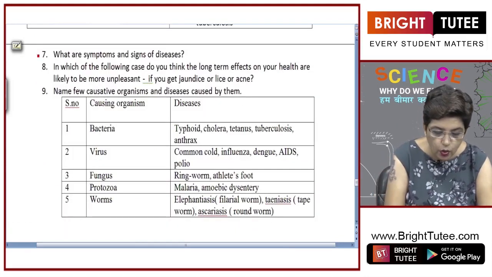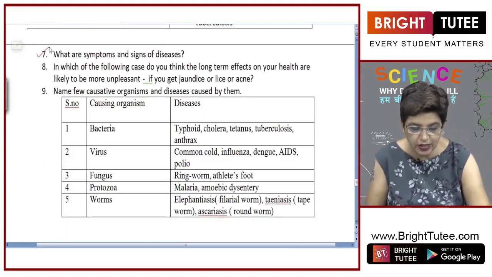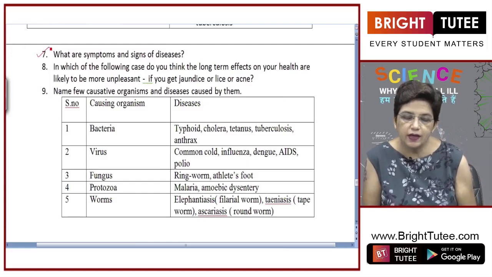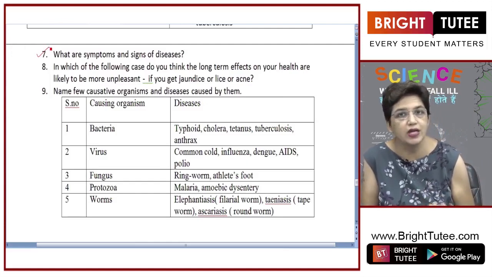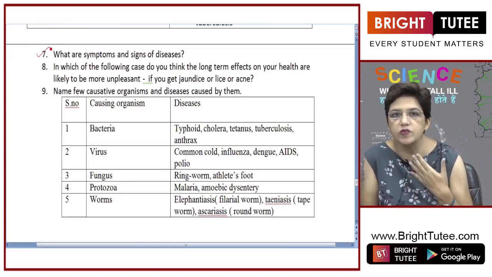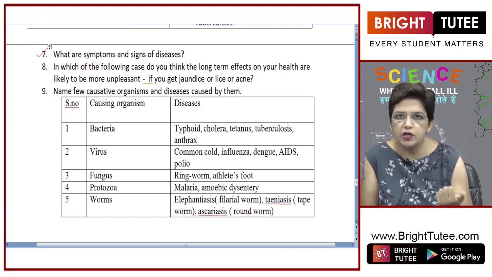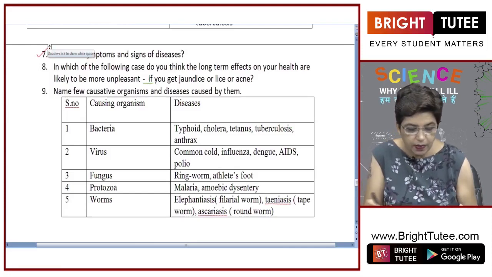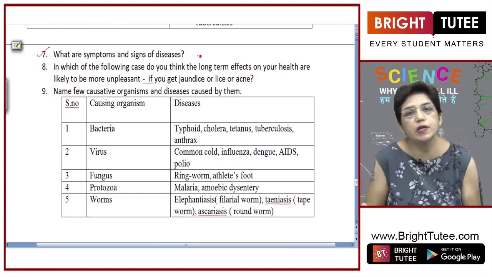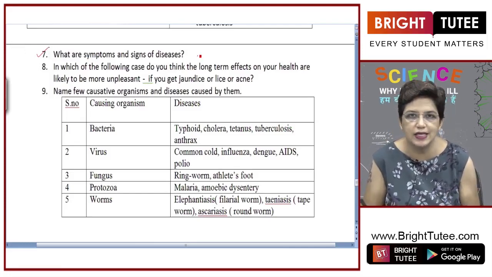Next question, what are symptoms and signs of the diseases? Whenever there is some problem in the body, some tissue or organ is not functioning properly, then there are certain symptoms which we notice. These symptoms include fever, cough, headache. But in symptoms, one symptom can be for more than one disease.